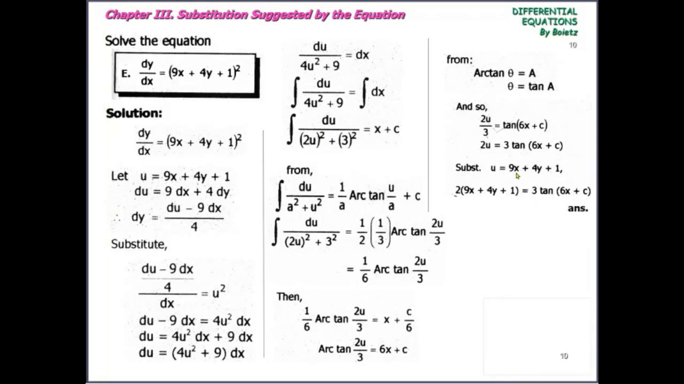But substitute u is equal to 9x plus 4y plus 1. Ito yung u natin kanina. Then, the result will be 2 quantity 9x plus 4y plus 1 equals 3 tangent of quantity 6x plus c. Okay. So here, ito lang ang possible na maging solution talaga ng problem na to by substitution. You cannot anymore expand this one, medyo mahirap. Tatlong term, then mahirap i-solve. So the only way to solve this, I think, as far as I know, is by substitution.